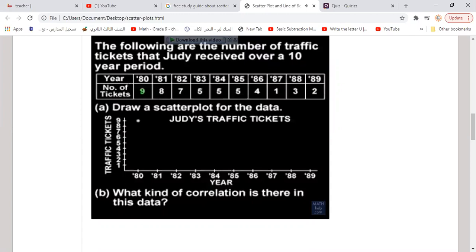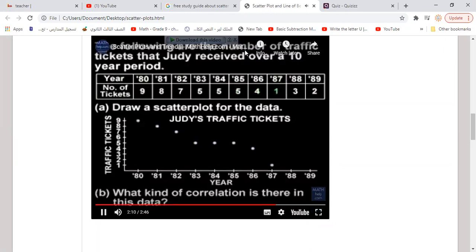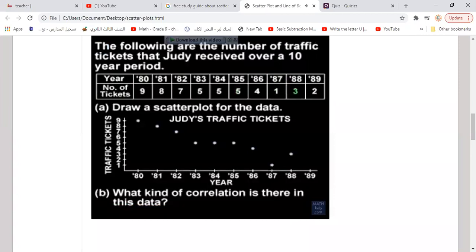In 1980, Judy received 9 traffic tickets. In 1981, Judy received 8 tickets. In 1982, Judy received 7 tickets. In 1983, Judy received 5 tickets. In 1984, Judy received 5 tickets. And in 1985, Judy received 5 tickets. In 1986, Judy received 4 tickets. In 1987, Judy received 1 ticket. In 1988, Judy received 3 tickets. And in 1989, Judy received 2 tickets.